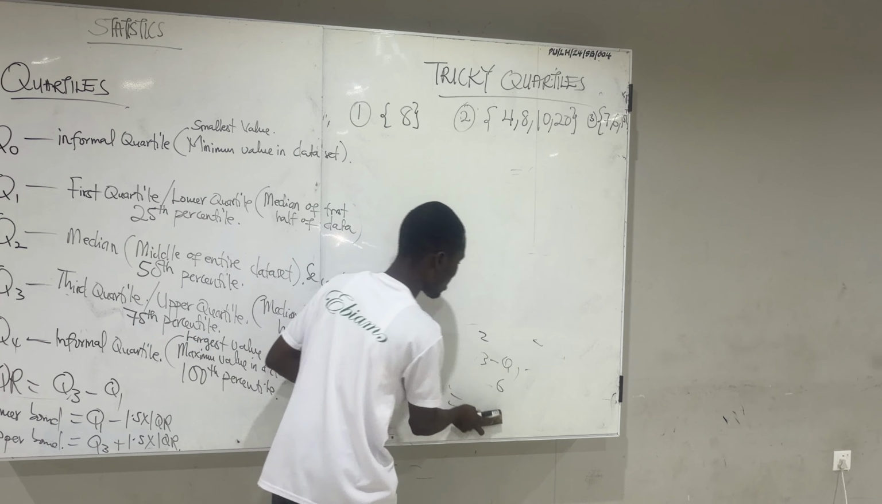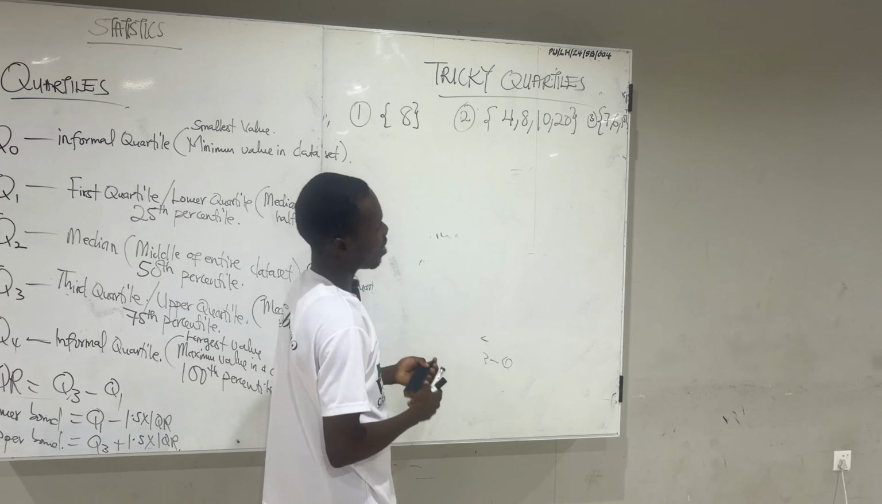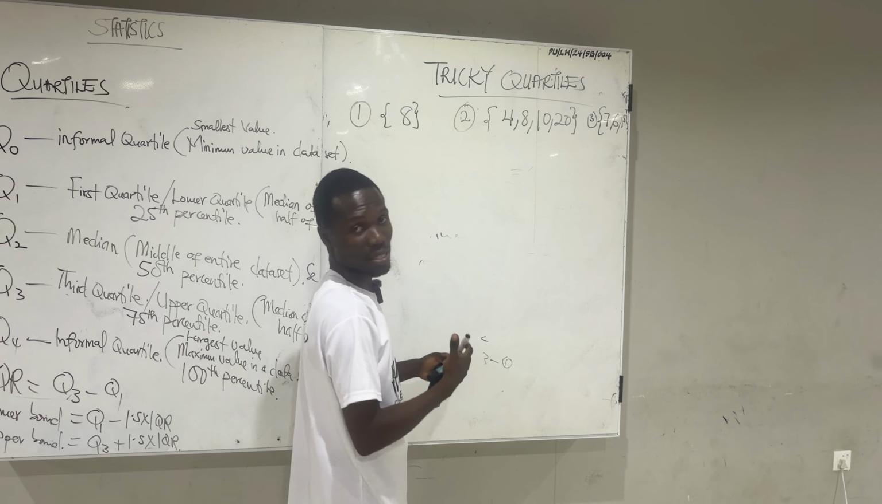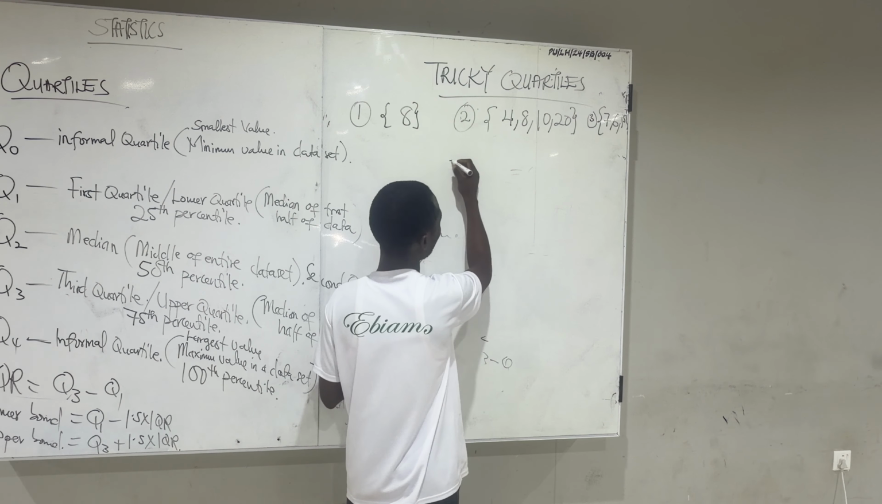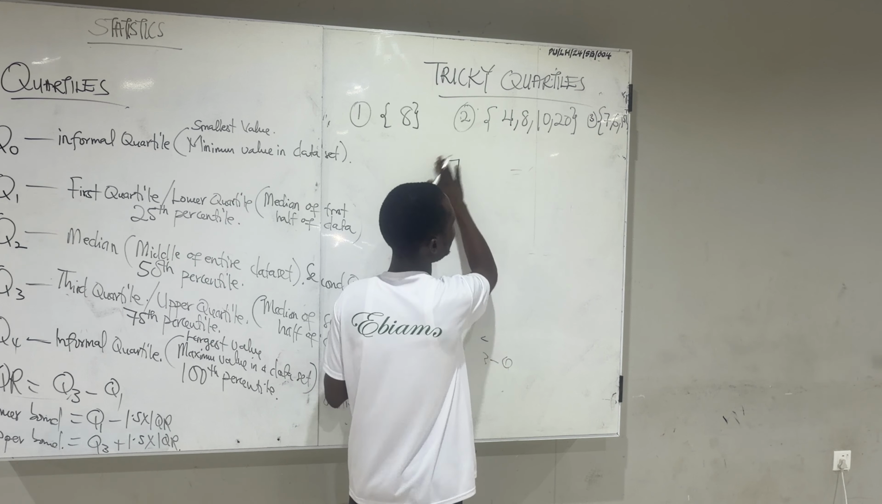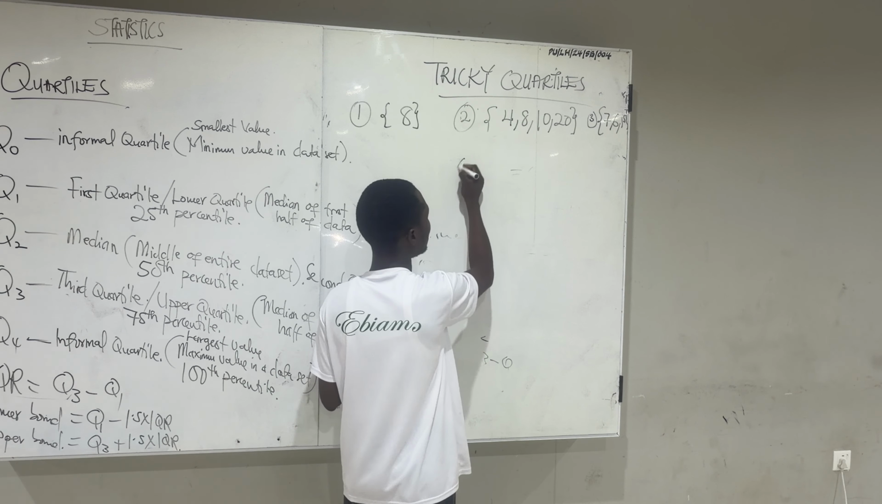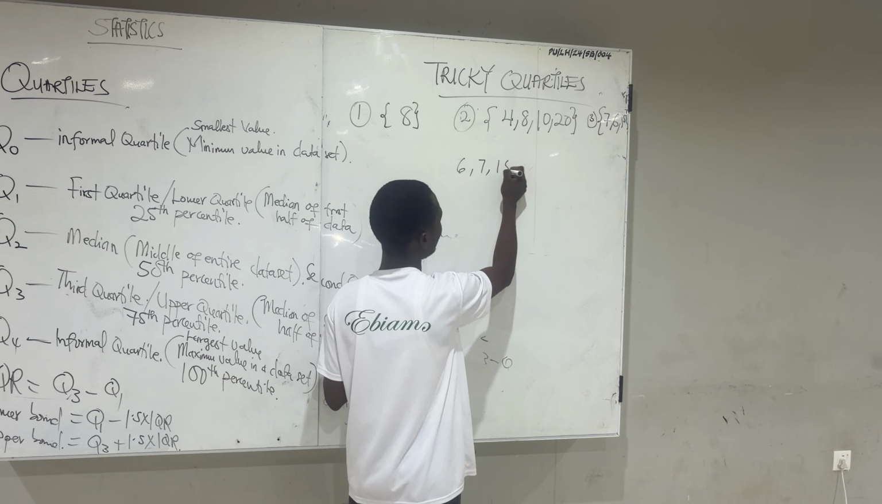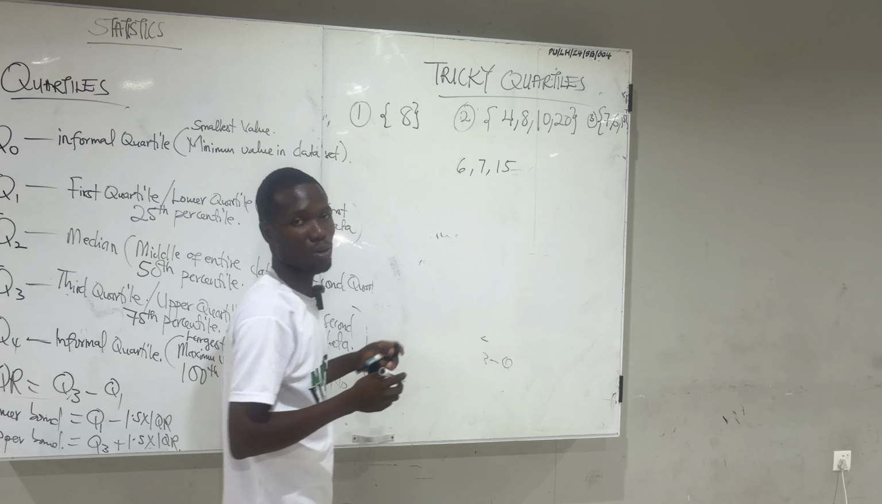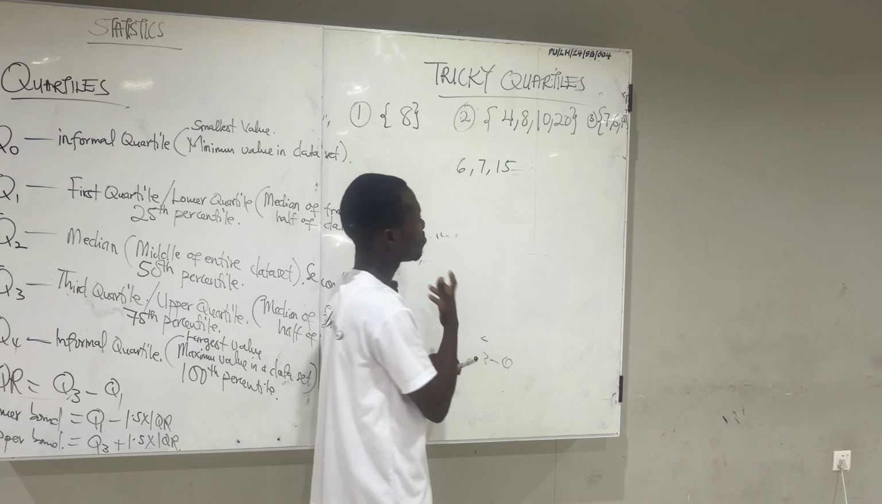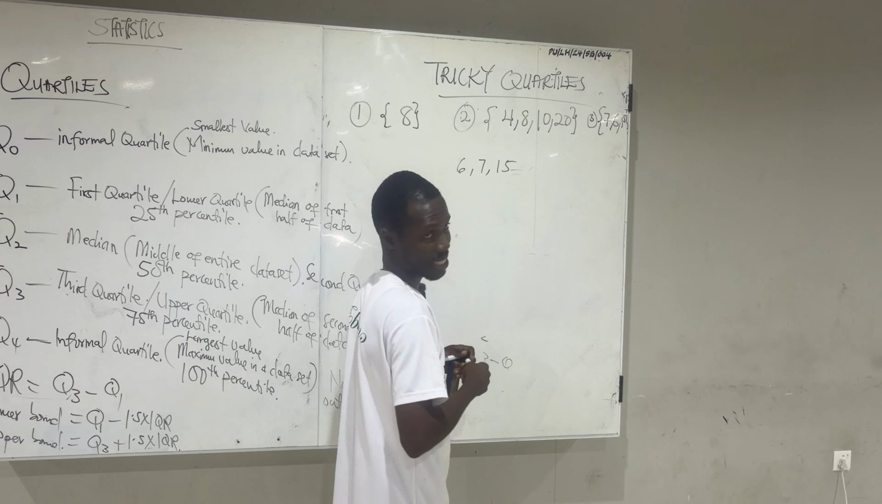Now the example 3, our numbers, our data sets. So let's arrange it. So in arranging it, we start from 6, 7, and what? 15. So this one you have been given 3 numbers for the data set.